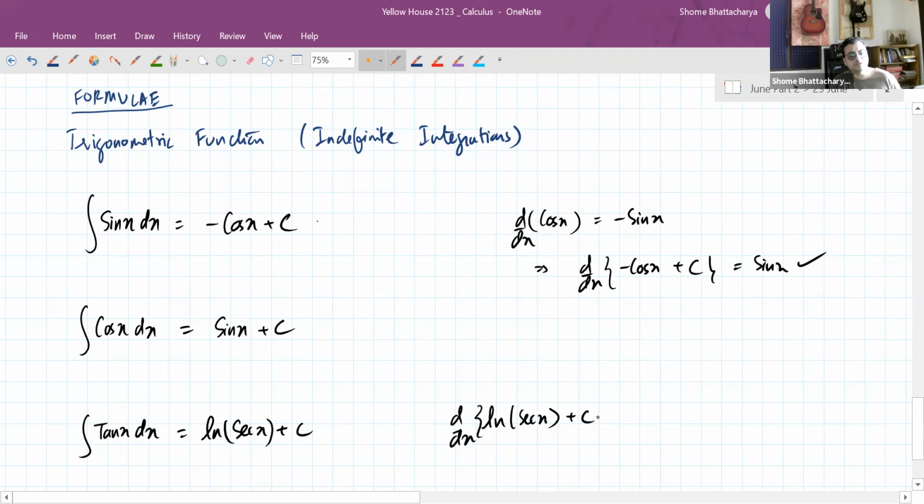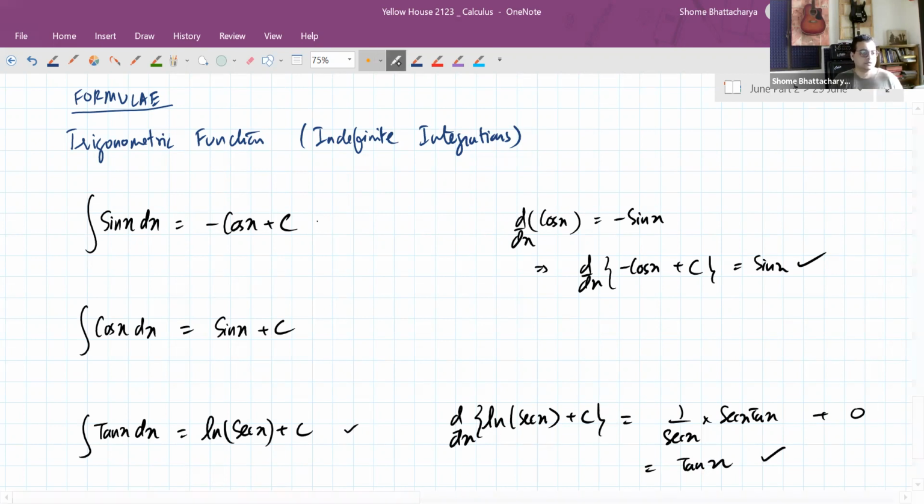So if you apply the reverse principle here, you'll see by using the chain rule, you'll see ln of something, so it's 1 upon that into the differentiation of that quantity. So differentiation of sec x is sec x tan x. Constants differentiation is of course 0. So that gives us tan x. So this is the verification of this formula. So start by just noting down these three, then we'll discuss more. The reciprocal ones we'll discuss after this.